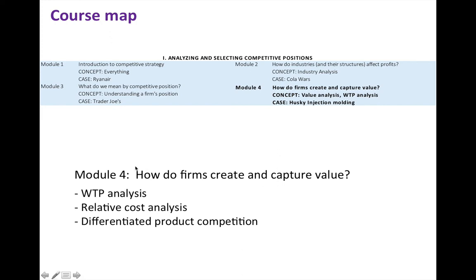Okay, so Module 4, there are 3 constructs that we're going to talk about in the next set of slides. One is actual quantification of both willingness to pay and cost, and then the last is starting to introduce the next segment, which is on, conditional on being in a differentiated position, how do we think about competition between firms? Okay, lovely. Here is our example.